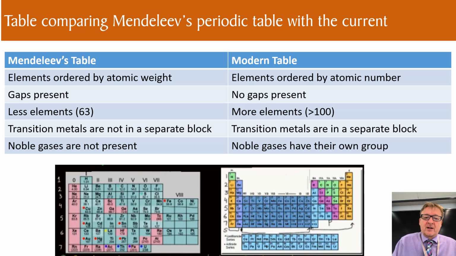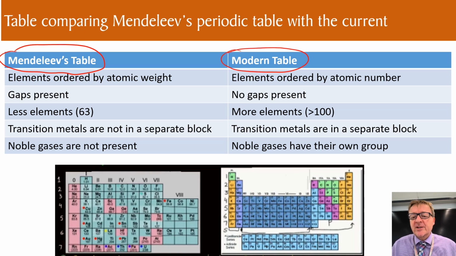Mendeleev, all right? This is the periodic table. So what we've got here is two versions of the periodic table: Mendeleev's and the modern table. Now the best way of going through this is like a comparison. In a comparison question you say something about Mendeleev's and then you say something about the modern. To start off with, the first one is elements are ordered by atomic weight on Mendeleev's. Elements on the modern one are ordered by atomic number.